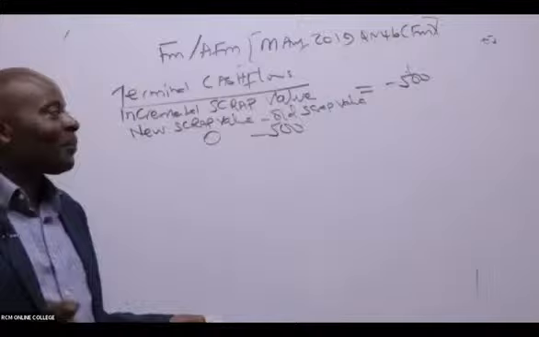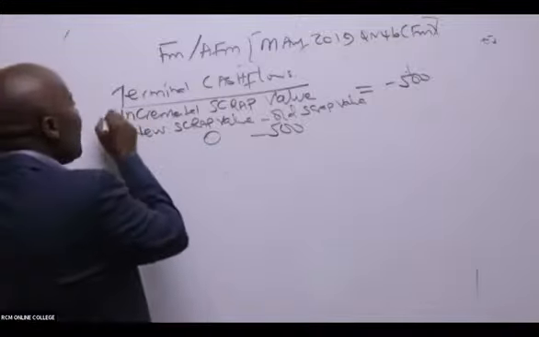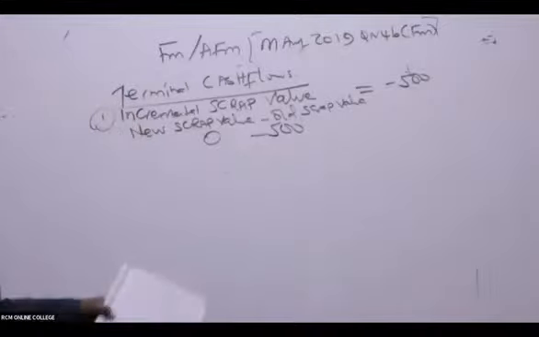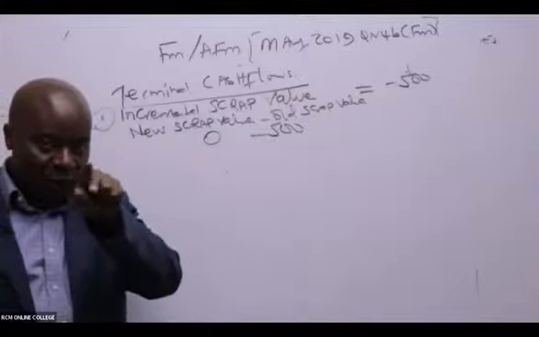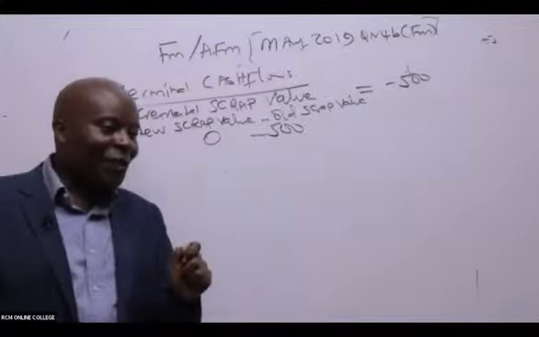Now from there, come and give me, of course, this is number one. The first terminal cash flow is the scrap value. Why am I using the word incremental? It's because we've got two machines, so we must keep on talking about incremental. Then, great, Mutamba.